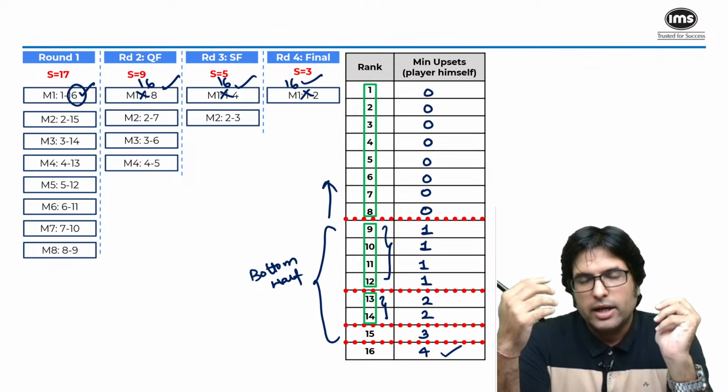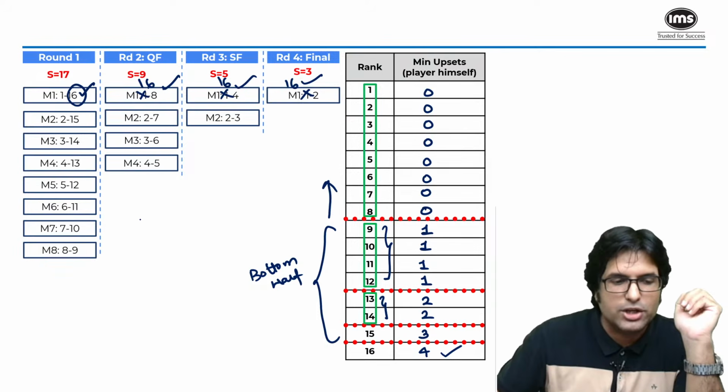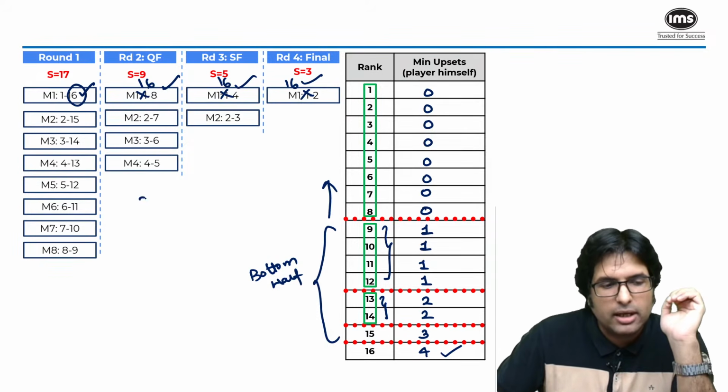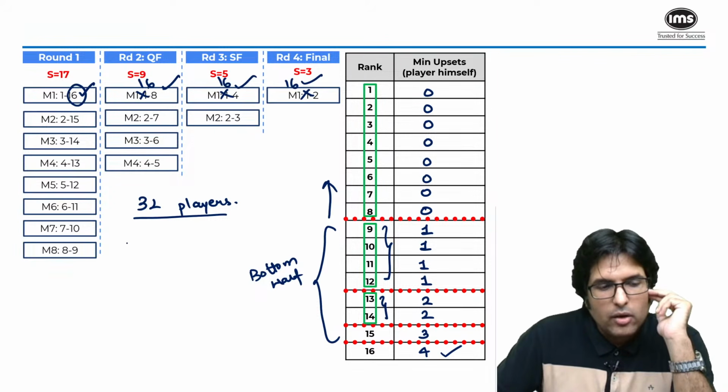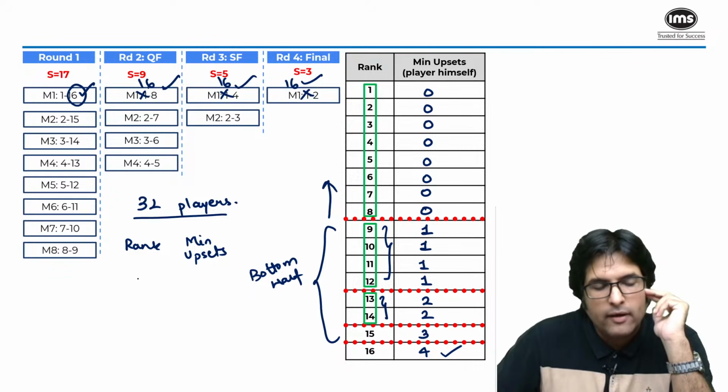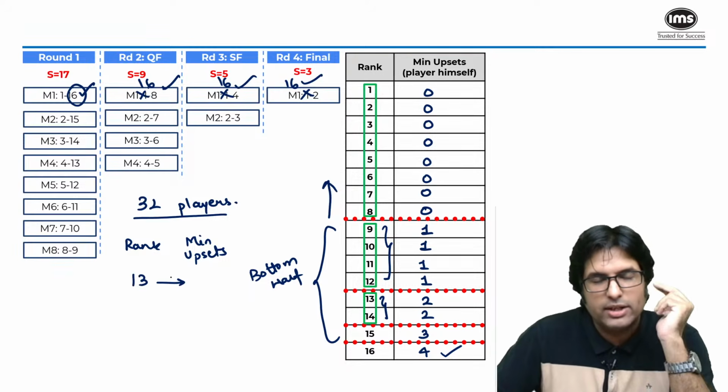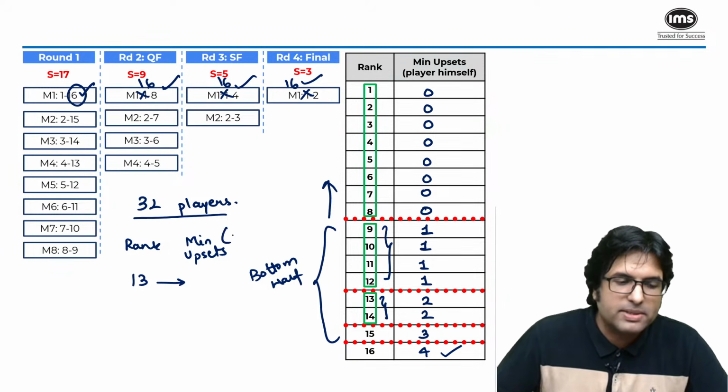Imagine now, if this is clear, I'm going to ask you a simple question. And the question is, suppose there are 32 players. If there are 32 players, can you tell me what would be the minimum number of upsets required by the player himself to win the tournament for, let's say, rank number 13? Can you tell me this quickly within seconds? Minimum upsets by the player himself, where the player himself is required to do.